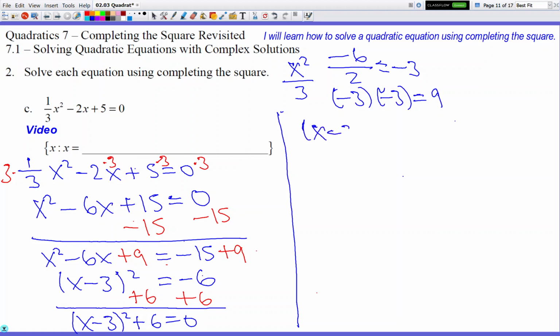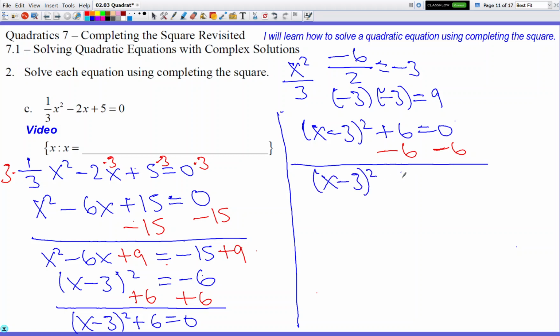So x minus 3 squared. They hand the baton off, and we start solving for x. So let's get rid of the 6. So we get x minus 3 squared equals negative 6. Then I square root both sides. We have a negative sign inside our square root symbol, so that's going to introduce an imaginary number to my answer. So just keep that in mind.